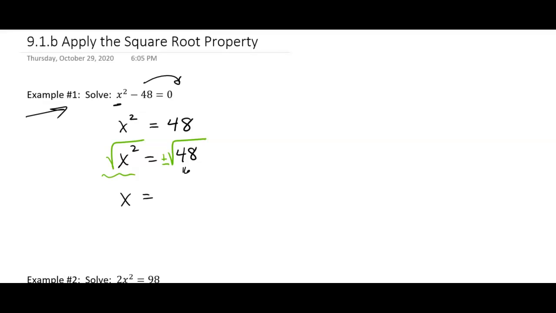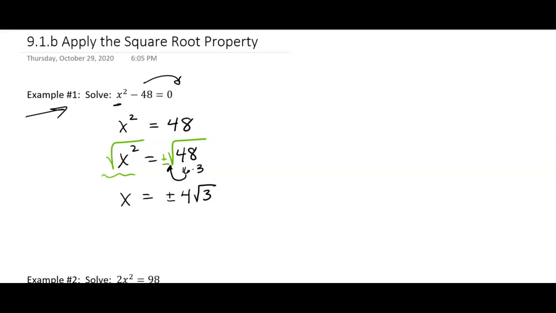So 48 is 16 times 3, so you get plus or minus the square root of 16, which is 4, and then you're going to have the times the square root of 3. So it would look like that. You have to be really careful where you put that plus or minus symbol. In this case, it's going in front of the 4. So when you take the 16 out, it goes right in front of the radical.